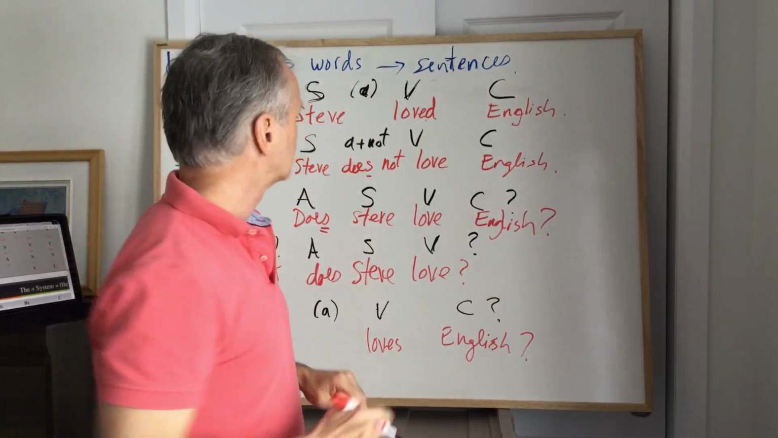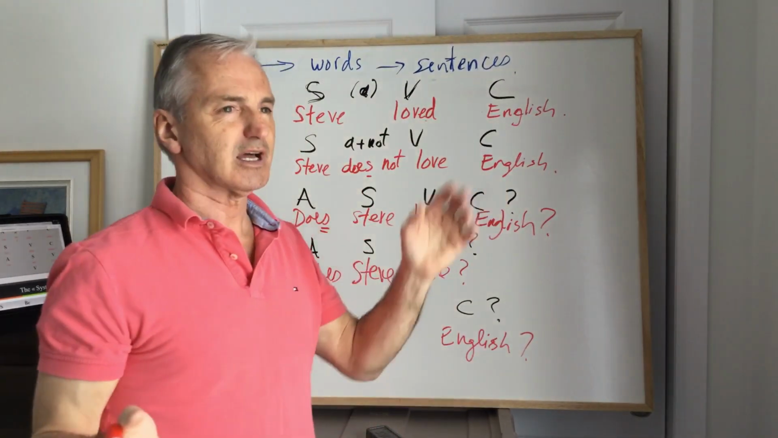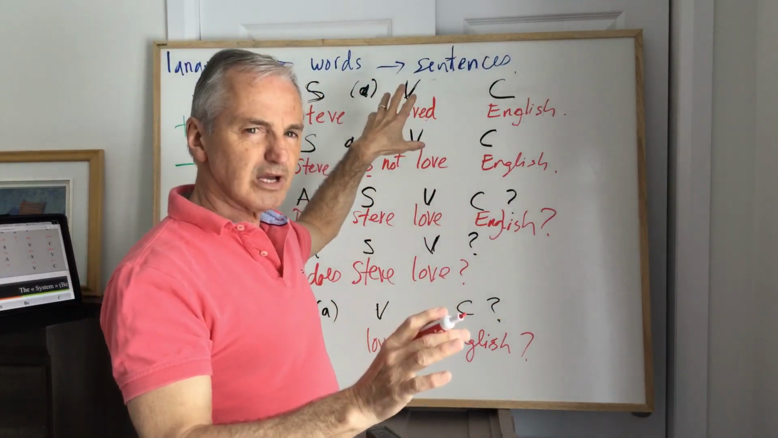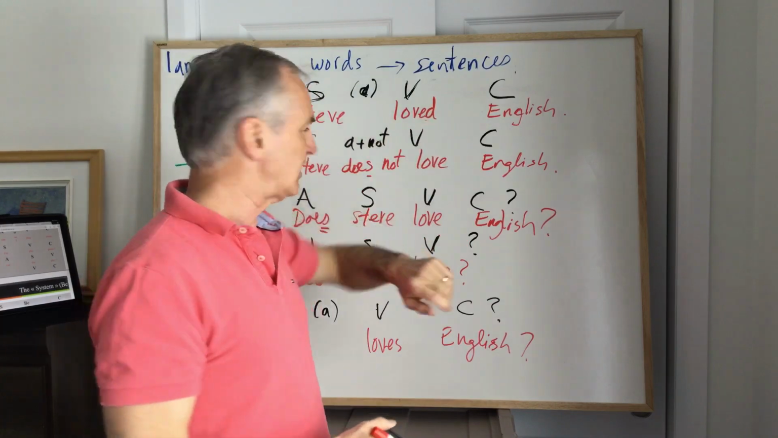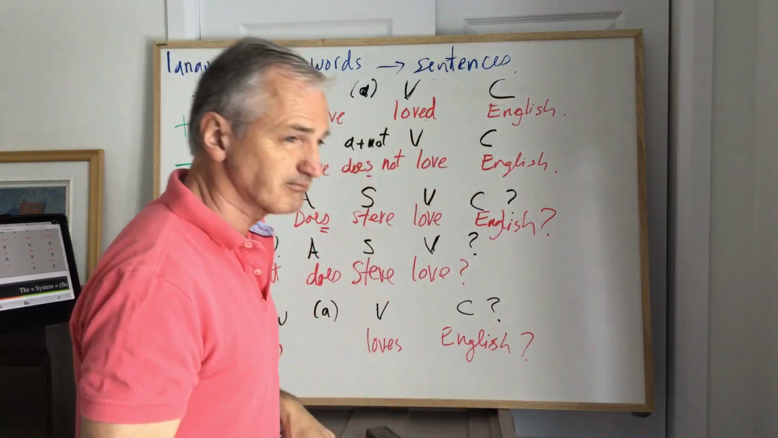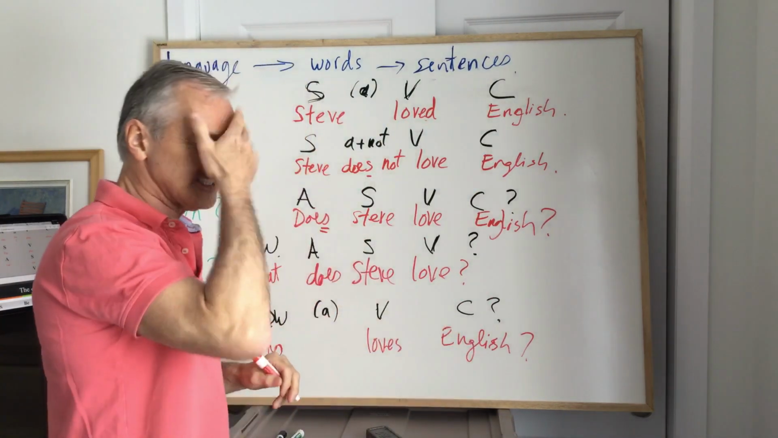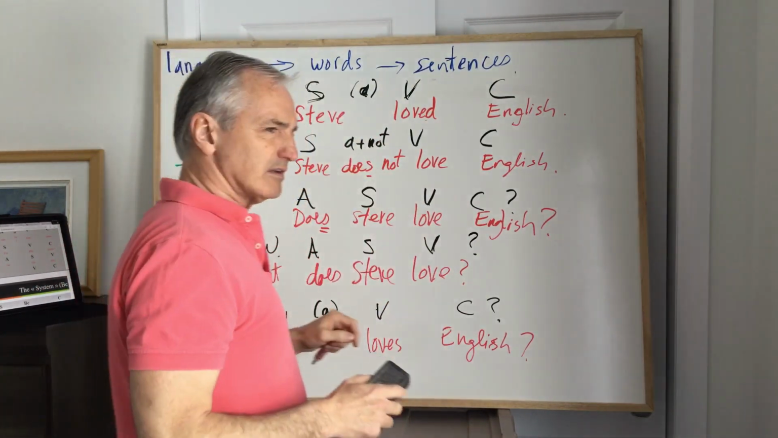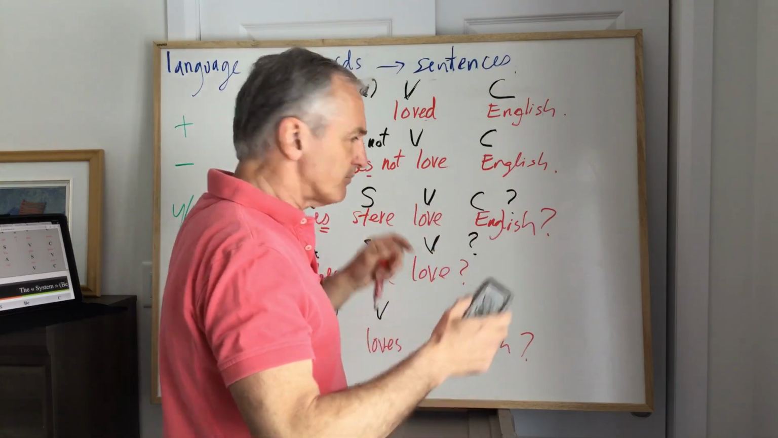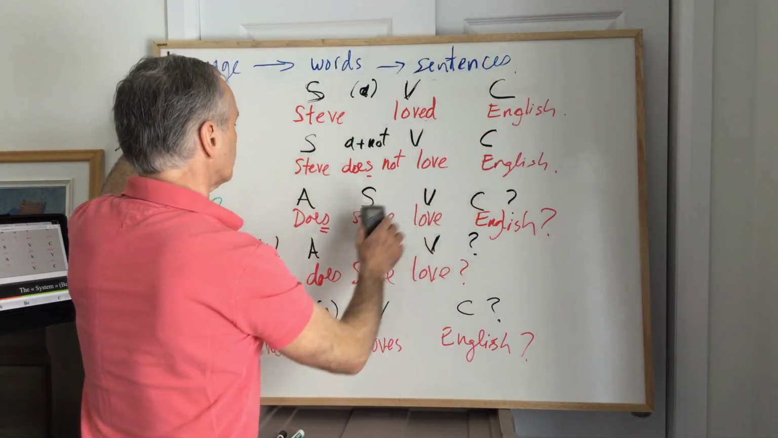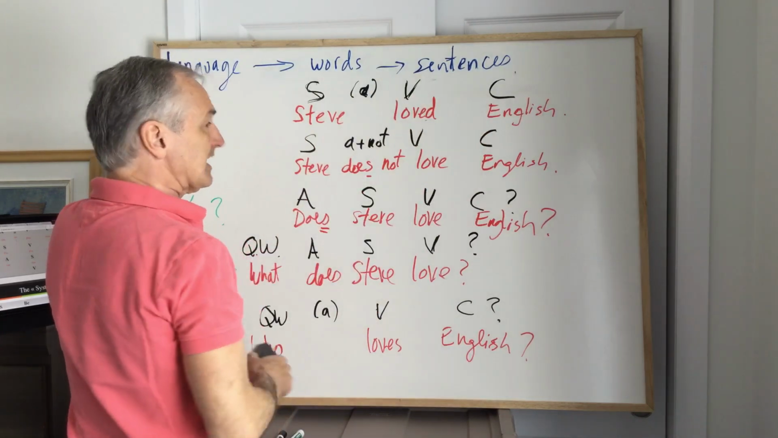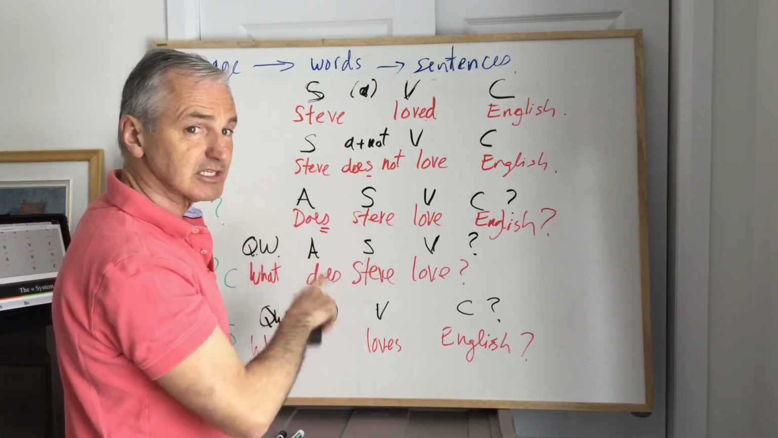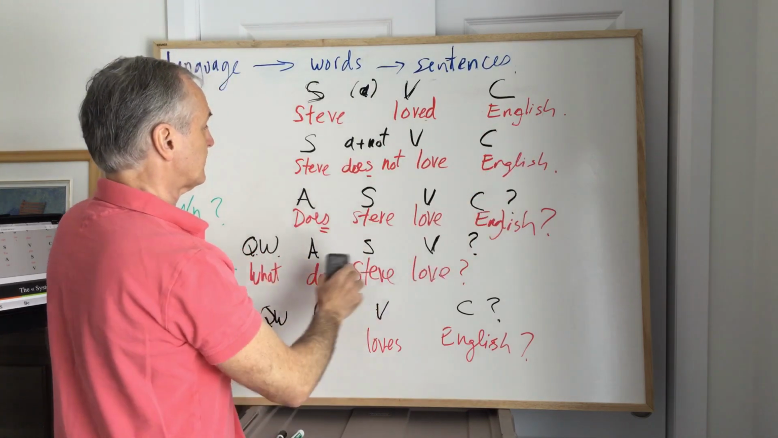loved English. Simple past. Again, there's irregular verbs and all that, but the basic way to put a verb in the past, stick ed on the end, right? Steve loved English. But in the past, he loved English. Now, watch what happens. The only thing that changes is the auxiliary. Everything else stays the same.